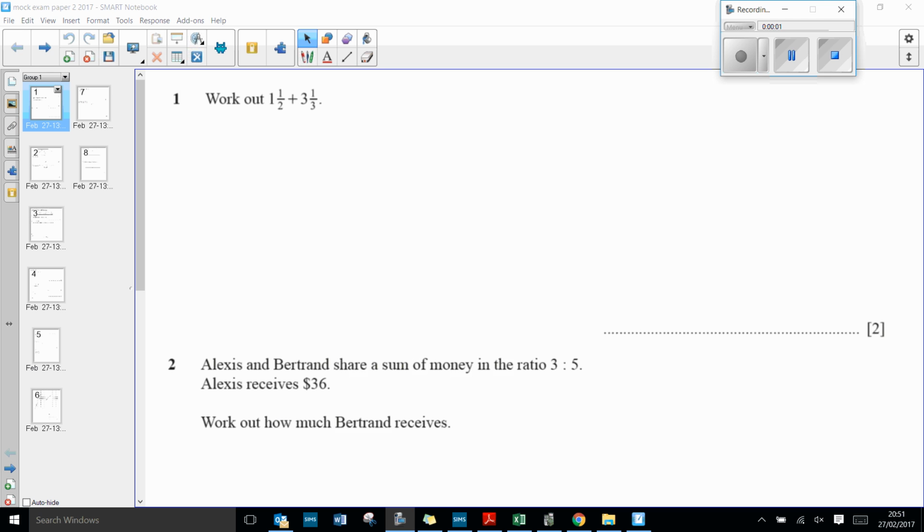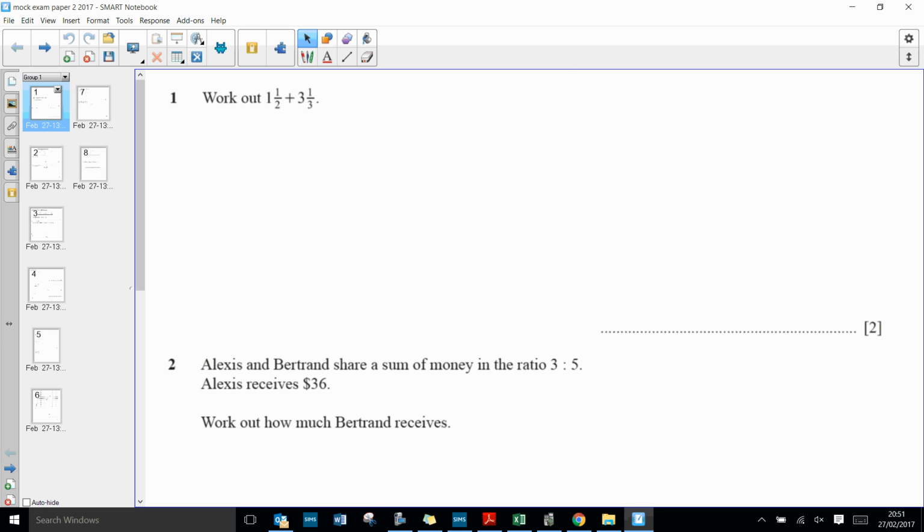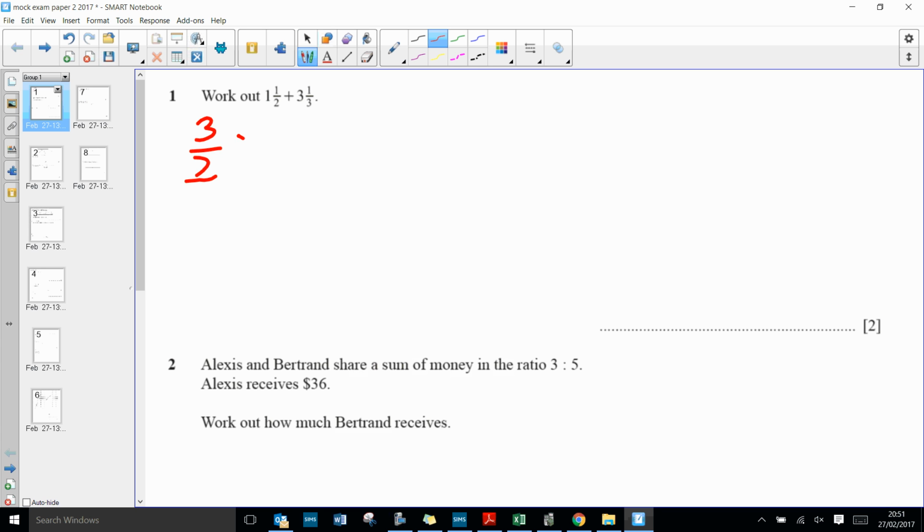Okay, so this is non-calc paper, so we need to do everything without a calculator. To add fractions, the easiest way is to make them improper fractions. So 1 times 2 plus 1 gives 3 over 2, plus 3 times 3 is 9 plus 1, so that's 10 over 3. Oh, that was a 2.